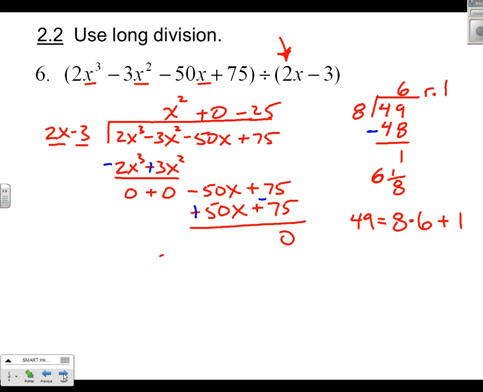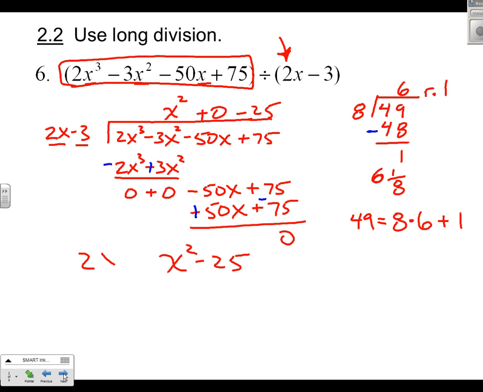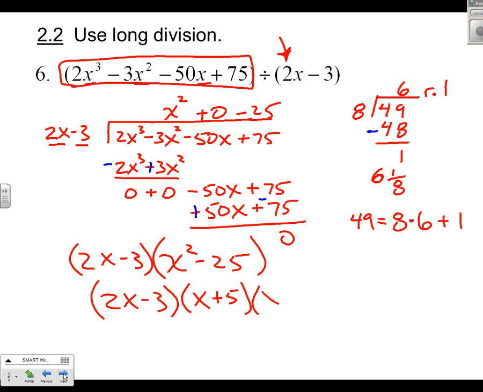So our solution is x squared minus 25, which tells me a little bit more. That's the final book answer, but it really tells me that this polynomial is equal to 2x minus 3 times that, easily factorable, x plus 5, x minus 5, and we would say that is the linear factorization, because each of these is a line.